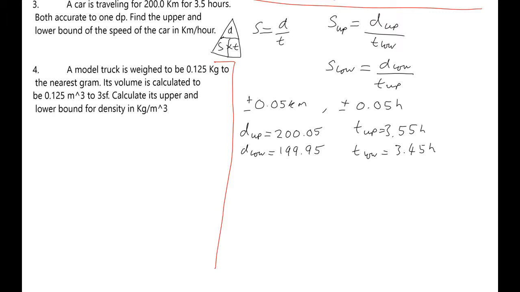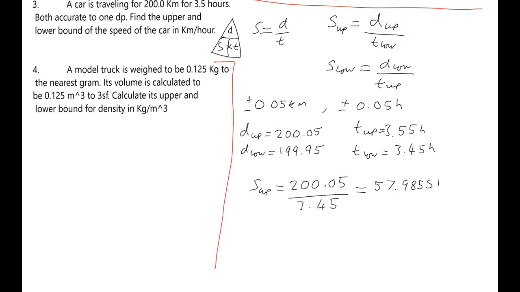So speed upper equals distance upper, 200.05 divided by t lower, 3.45, and that equals 57.9851.